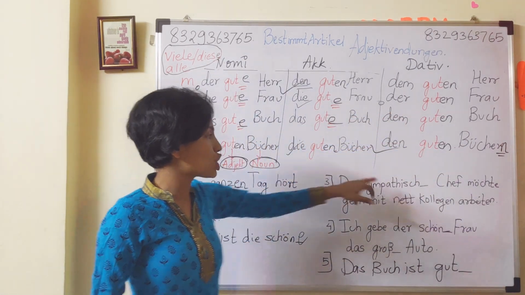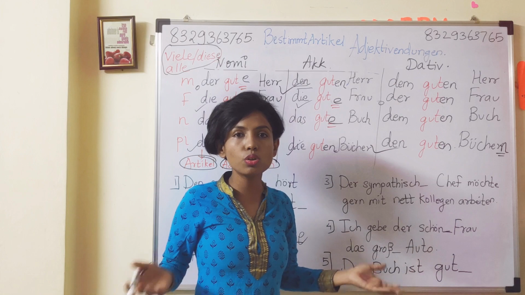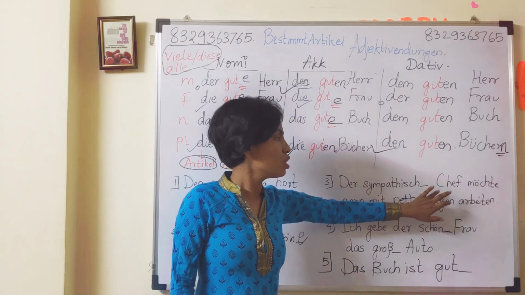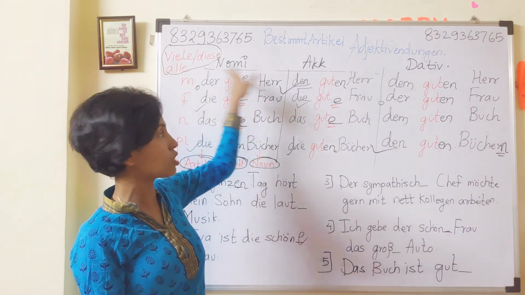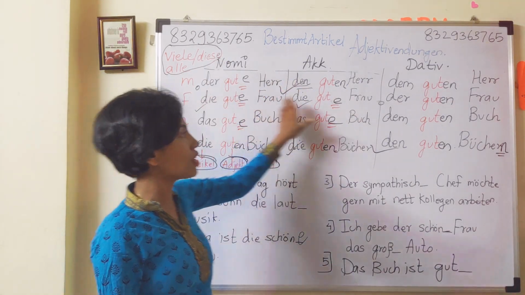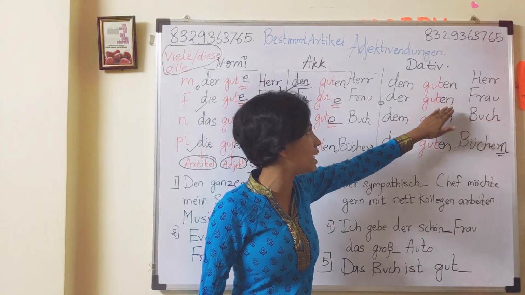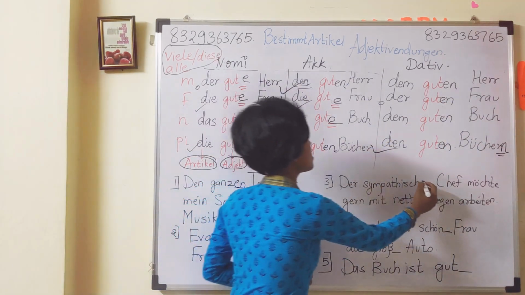You tell me, Chef means a boss. Because you know the vocabulary, you can do it for sure. So Chef is a boss. Boss is masculine. So of course it is ending from this row, not this row, because this row is a feminine row. So you cannot write en over there. So you will write the answer e.